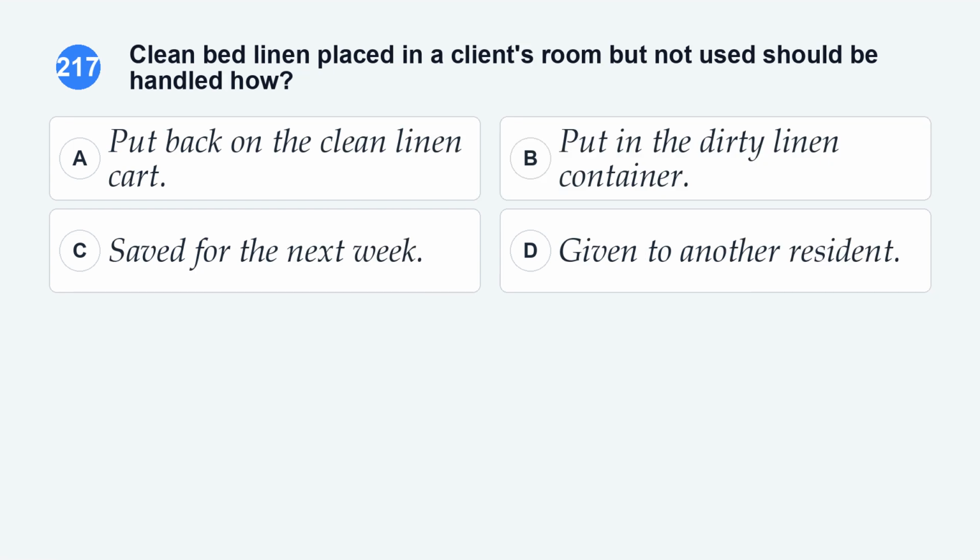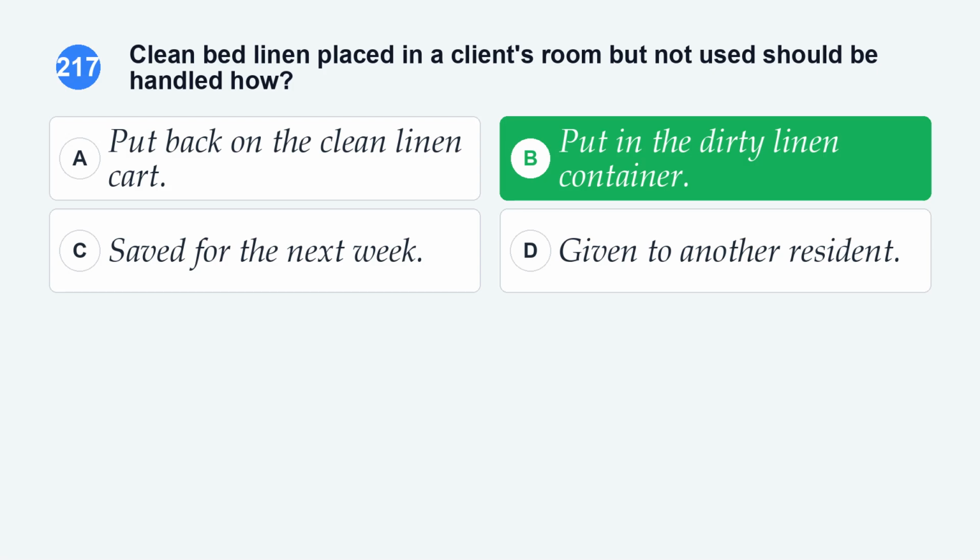Question 217. Clean bed linen placed in a client's room but not used should be handled how? Option A, put back on the clean linen cart. Option B, put in the dirty linen container. Option C, saved for the next week. Option D, given to another resident.